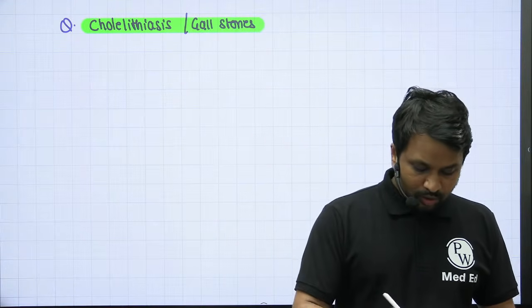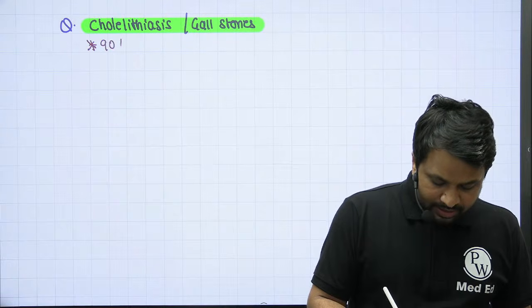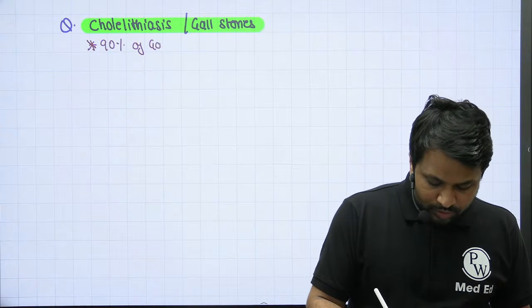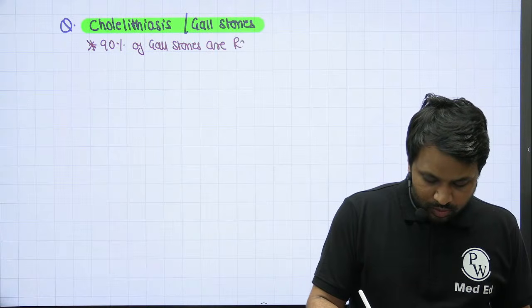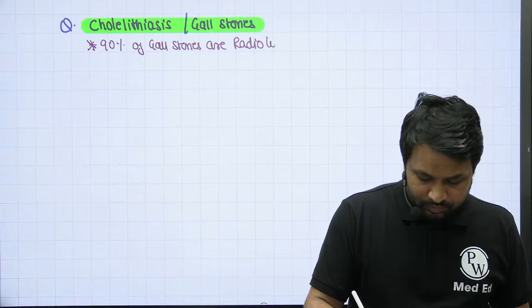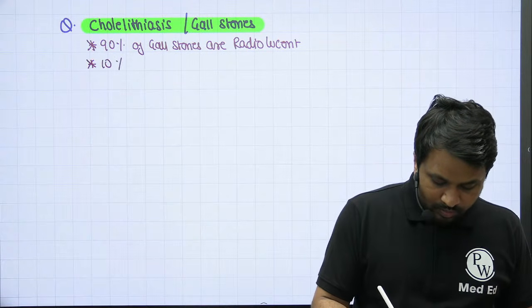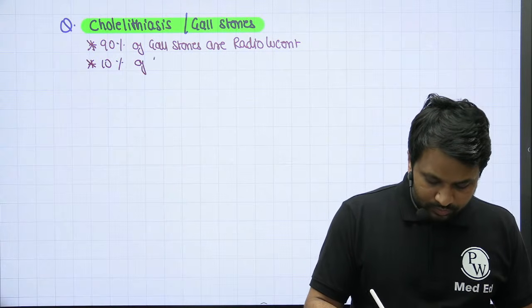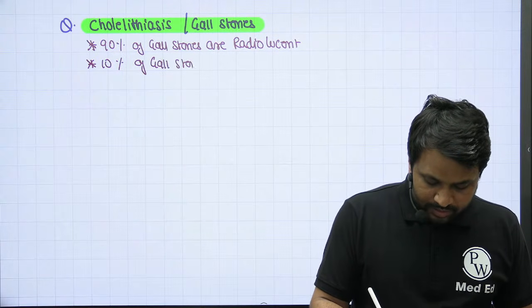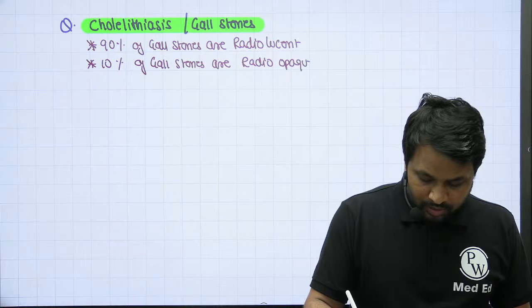Now, when we talk about choledocholithiasis, as we said in nephrolithiasis, we'll start with the same statement. 90% of gallstones are radiolucent. They are radiolucent, and 10% of the gallstones are radio opaque. They are radio opaque. Right.